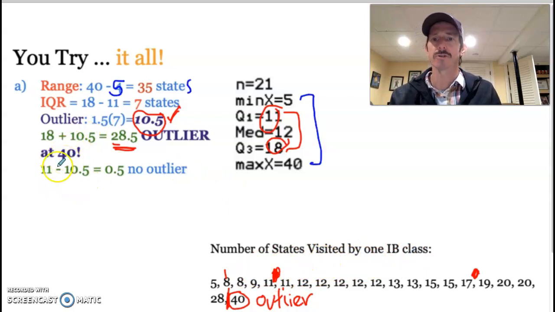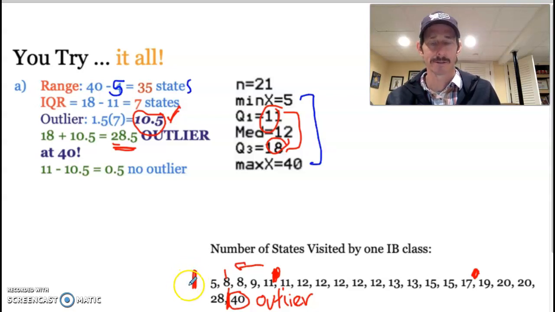I also have to subtract it from the first quartile. So notice I'm going to the left. That's why I'm subtracting. So if I subtract 10.5 from 11, I get a half. There is nothing below a half over here. It would be basically if someone had gone to no states, they would be an outlier, and it'd also be weird because you live in a state, so that's impossible. So there are no outliers on the bottom half, but this 40 is an outlier.